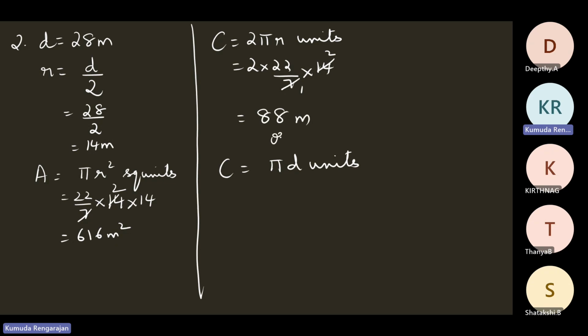Or if you use this formula, pi d, so it will be pi, 22 by 7, d is 28. If you can see that, d is 28. Pi d, so pi into d, 22 by 7 into 28. So 7 ones are 7, 7 fours are 28, and 22 into 4 is 88 meters.